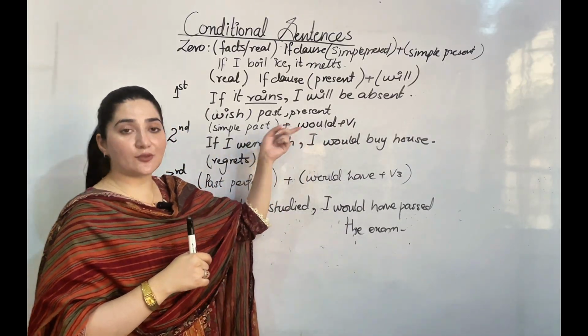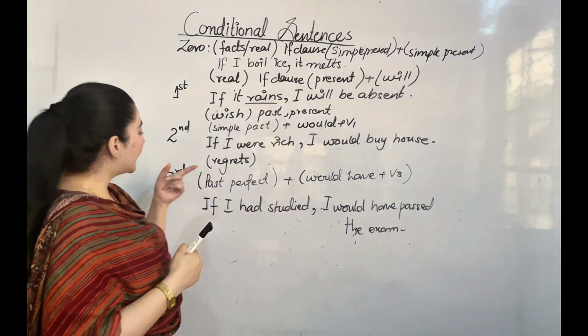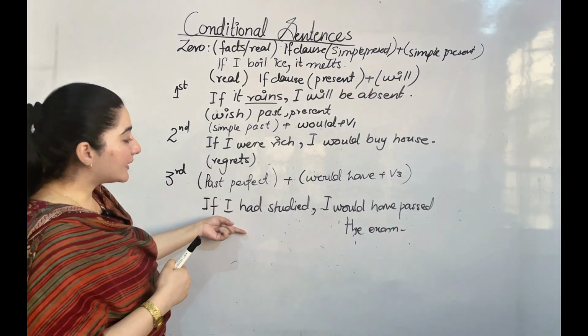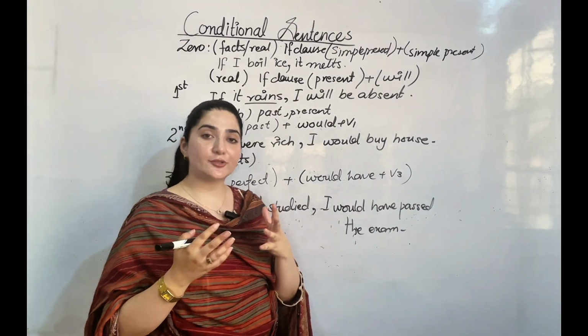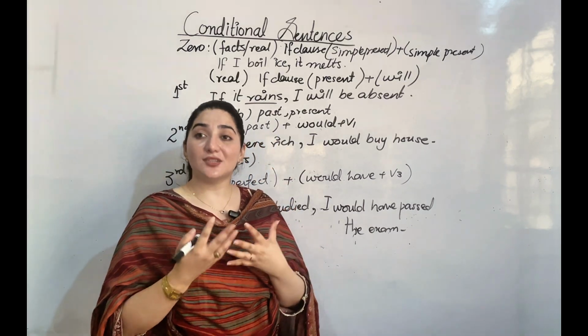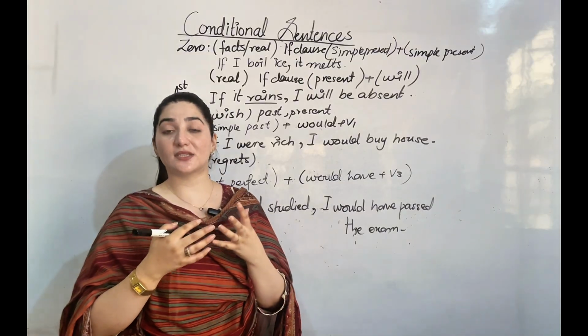We all know that would is also used as the modal verb of the past. Then we have the third conditional, which is used to talk about regrets, like agar us time pe aisa hota. We can also talk about the hypothetical past, or we have this ability to change our past or speak about our past in a different way.